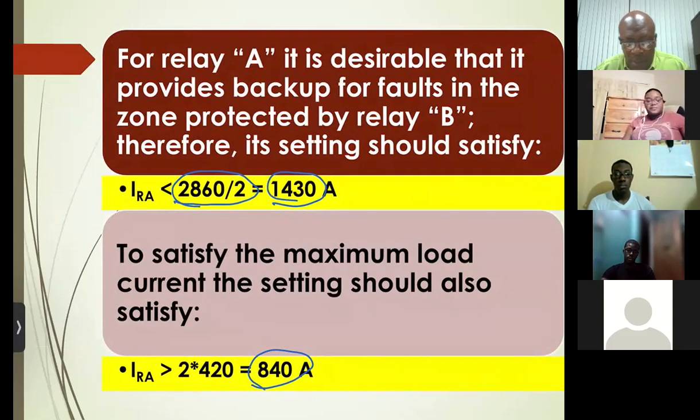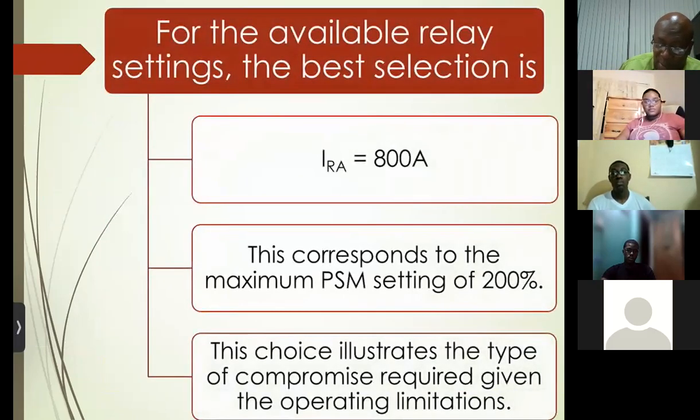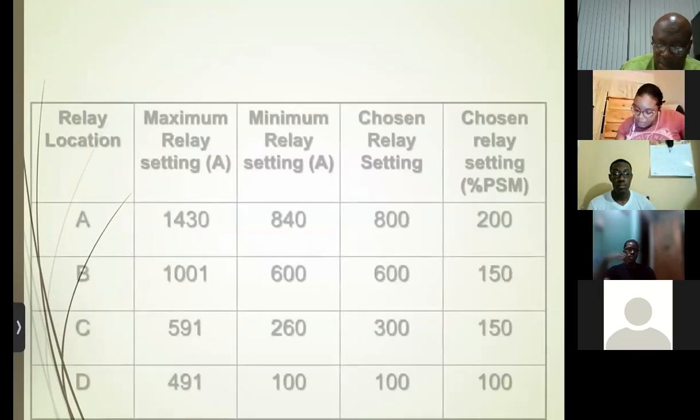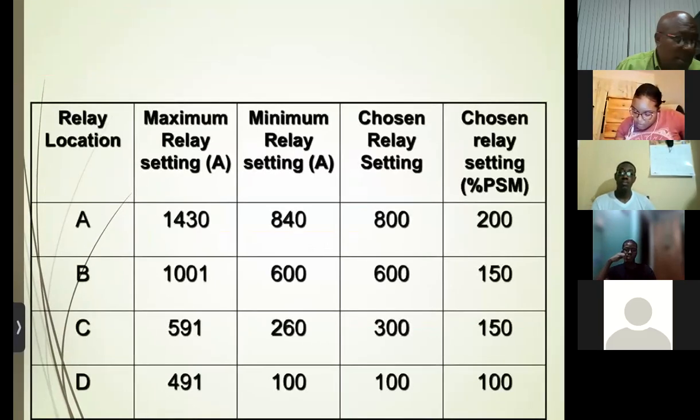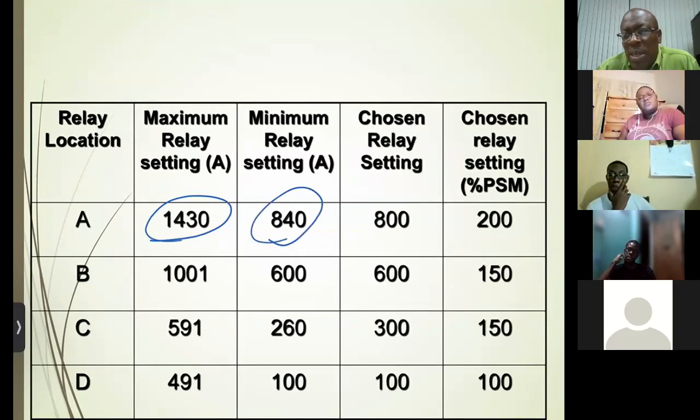All right. So let's go back to our table. Do we have this? Yes, sir. All right. So the next table that you have is this. The 1430 would be half the minimum fault at B, and the 840 would be twice the maximum load at A.